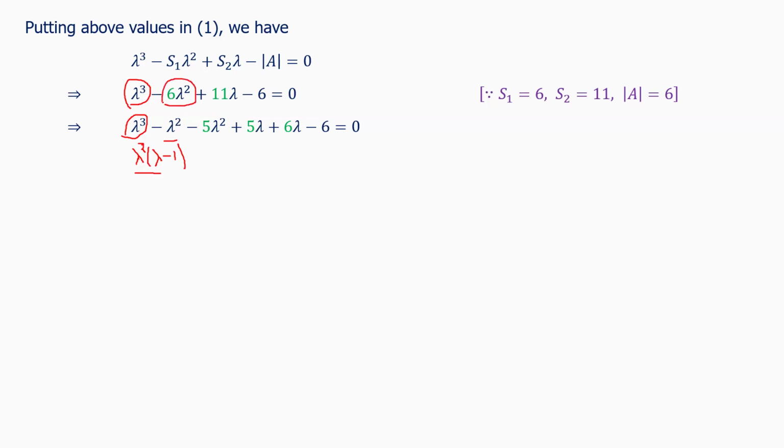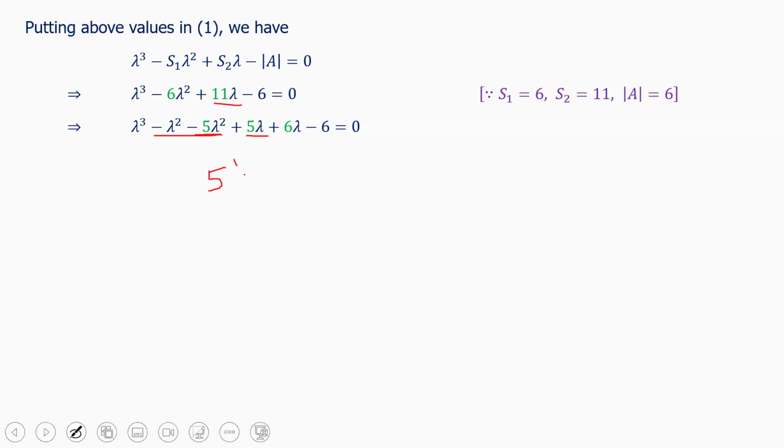So we are trying to factorize this minus 6 lambda square into two parts. The first one is minus 1 and the second one is minus 5, so minus 1 minus 5 is equal to minus 6 lambda square. Now next is plus 11 lambda. I want lambda minus 1 here, so we write minus 5 lambda square plus 5 lambda. If we take 5 lambda outside, lambda minus 1 will remain.